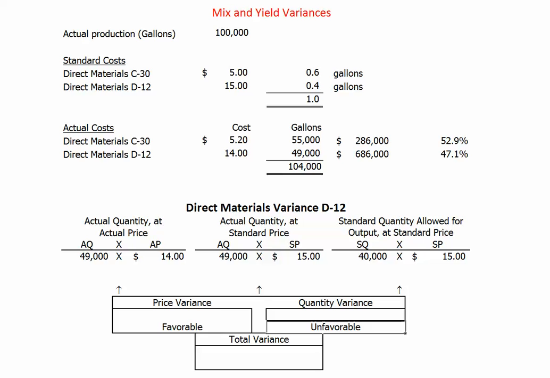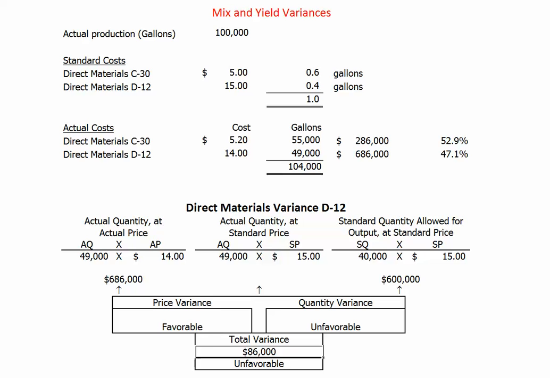Let's calculate our total variance. Our actual cost of our raw material D12 is $686,000, and again that's given, and that's our actual quantity times our actual price. Our standard cost allowed is $600,000, so our total variance is going to be unfavorable since our actual cost of $686,000 is $86,000 more than the standard allowed.